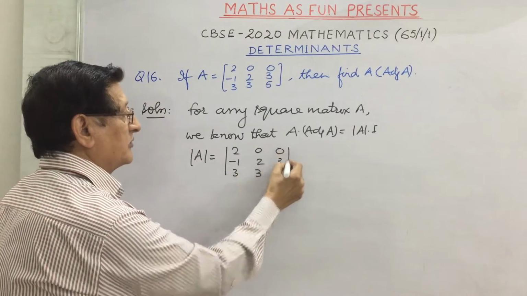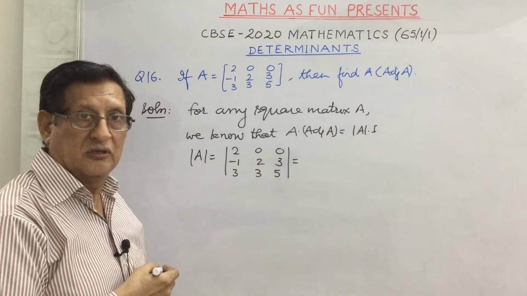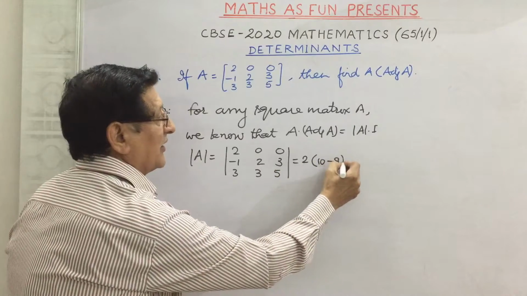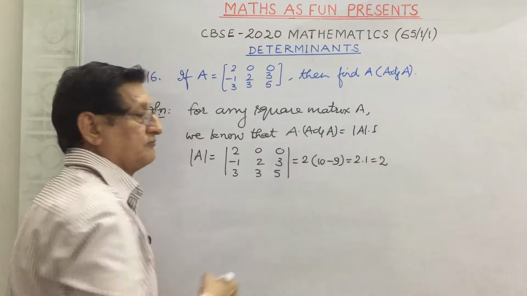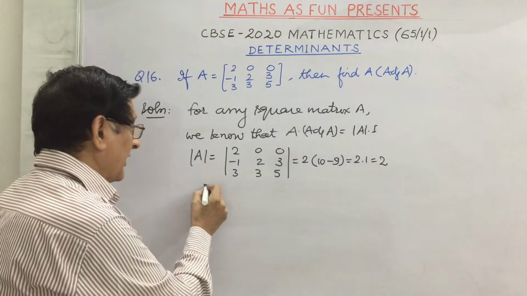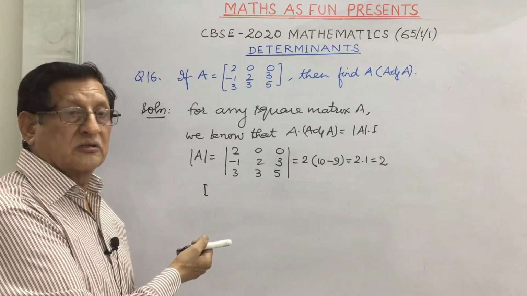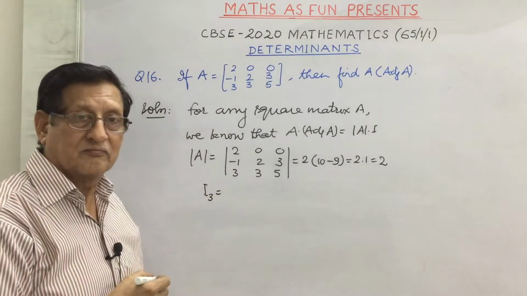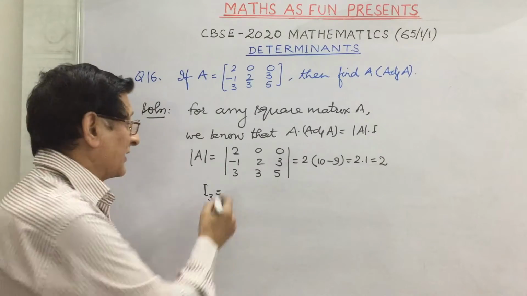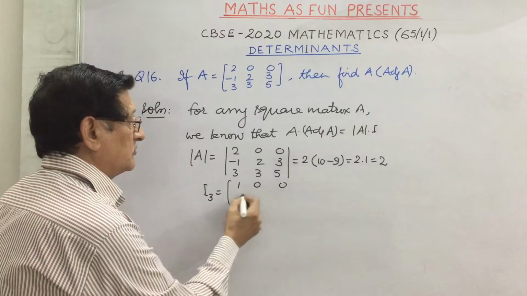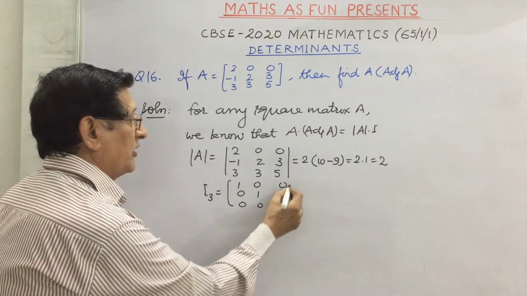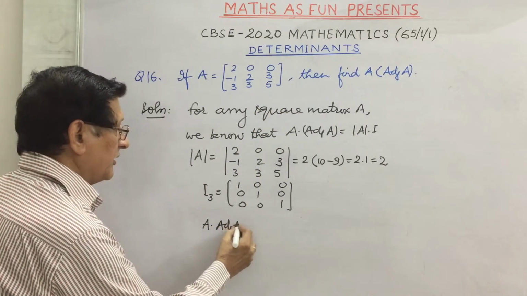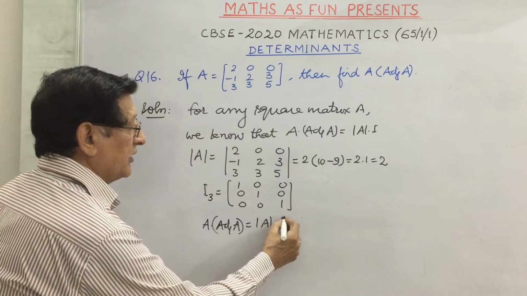And if we expand it about row 1, the value of this will come as 2 into 2 5 is 10 minus 3 3 is 9, that comes as 2 into 1 is 2. Now we also know I, identity matrix, and this is a matrix of order 3, so we have to take here also I3, that is identity matrix of order 3 into 3, and that is 1 0 0 0 1 0 0 0 1.